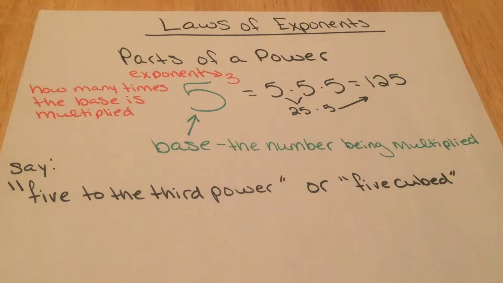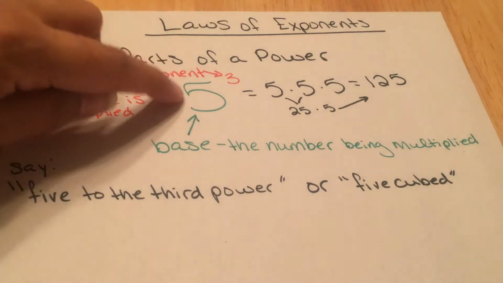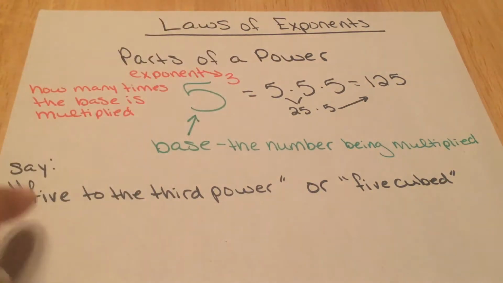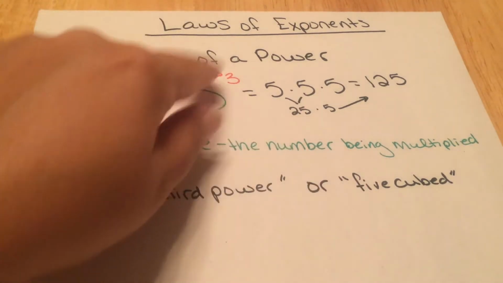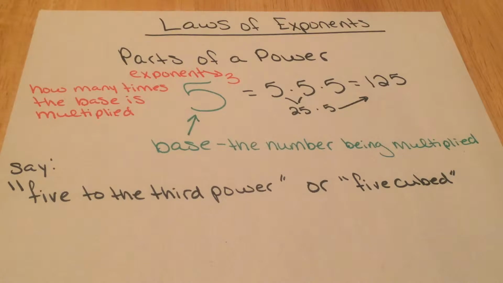There are two different ways that we can say this power here. I can either call it 5 to the third power or 5 cubed. Some people even say 5 to the power of 3. All of those are going to be correct.